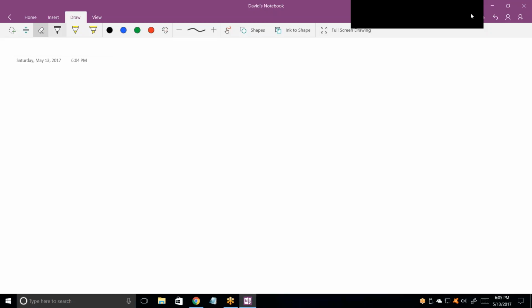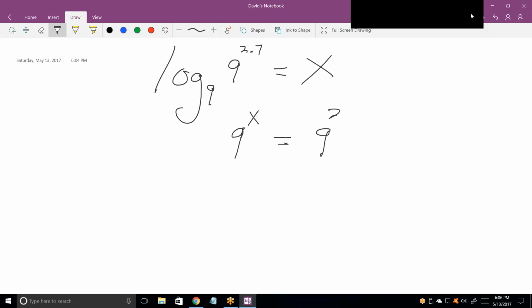Okay, so log base 9 of 9 to the 2.7. Yeah, exactly like that. What's the first thing I can do here? You could add the x. Now put it into exponential form. It's not really the way I want you to do it, but this will work. So it'll be 9 to the x equals 9 to the 2.7. Now what is x? The x would be x equals 2.7.